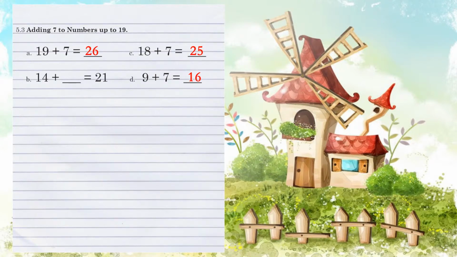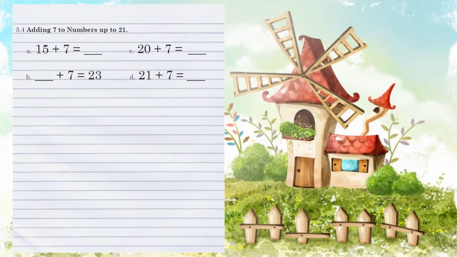Example B. 14 plus what number equals 21? Once again, we're going to count from 14 to 21 and see how many marks it takes. 15, 16, 17, 18, 19, 20, 21. You can see that we have 7 marks, so that is the number we are adding.